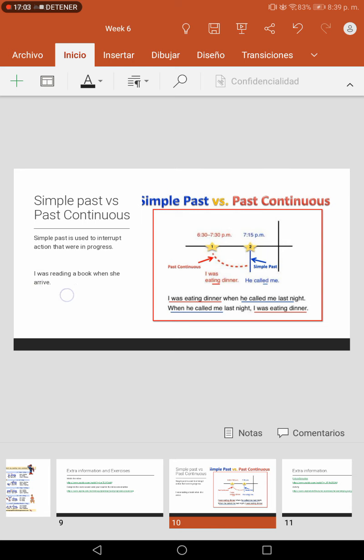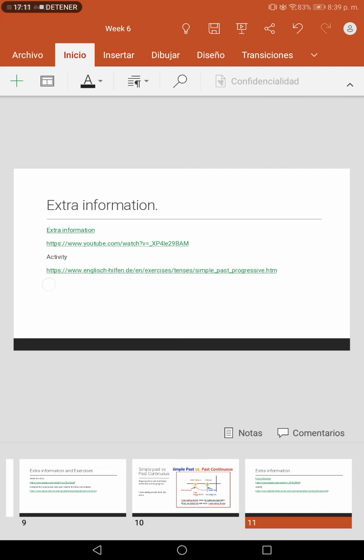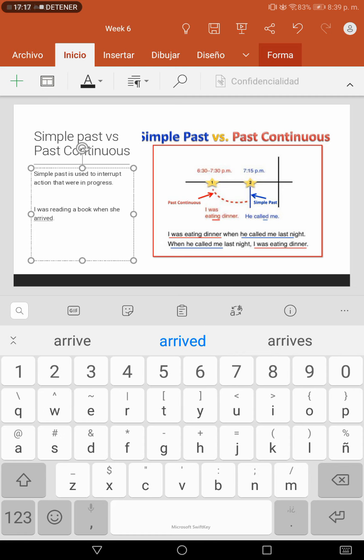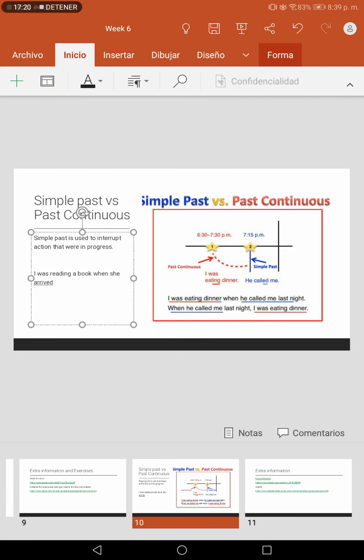For example, it says, I was reading a book. ¿Cuál es la acción que se lleva en progreso? Leer un libro. Yo estaba leyendo un libro. When she arrived. Cuando ella llegó. Arrived, aquí tiene que ser con D, en pasado. Si se fijan, son dos oraciones. The first part is past progressive. Está en pasado progresivo. And the second part is in simple past. Y la segunda está en pasado simple. ¿Qué quiere decir? This action was in progress and it was interrupted by the second action. Esta acción estaba en progreso y fue interrumpida por esta segunda acción.